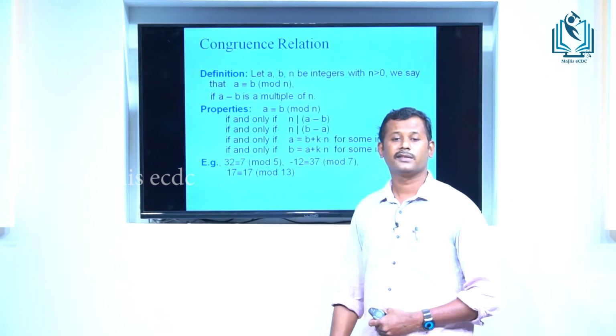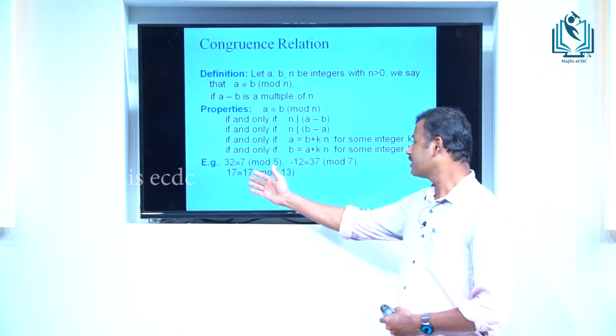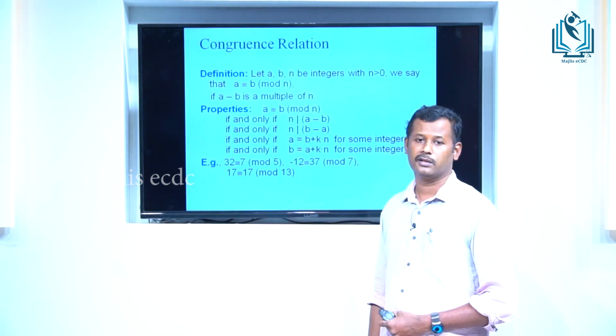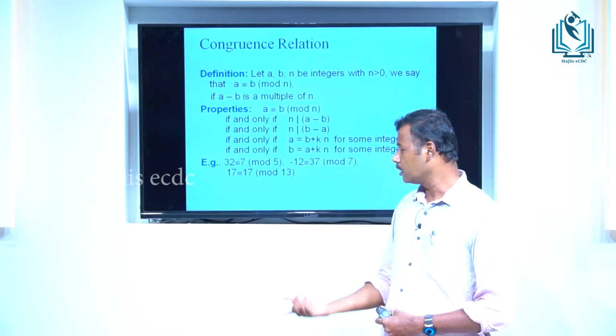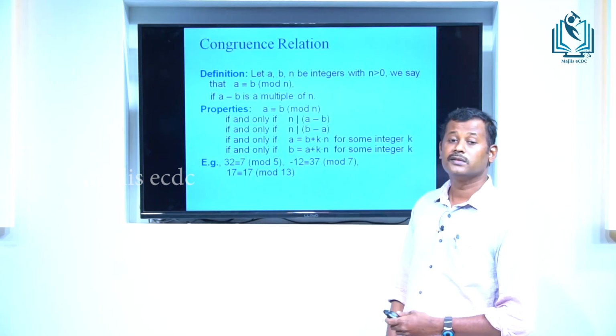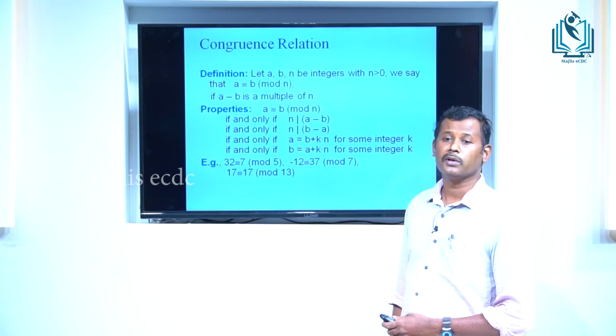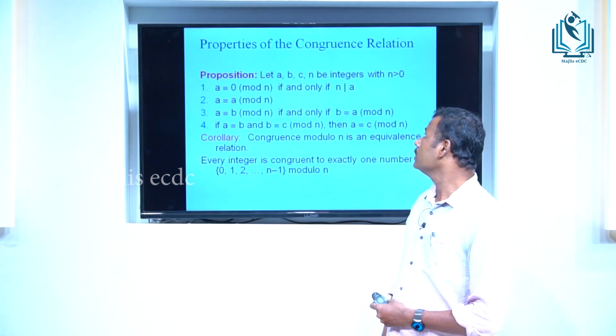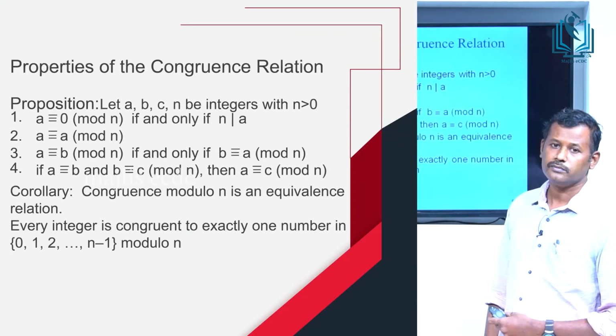Another example, 17 is congruent to 17 mod 13. That means 17 minus 17. What is 17 minus 17? That equals 0. 0 is a multiple of 13. Okay.